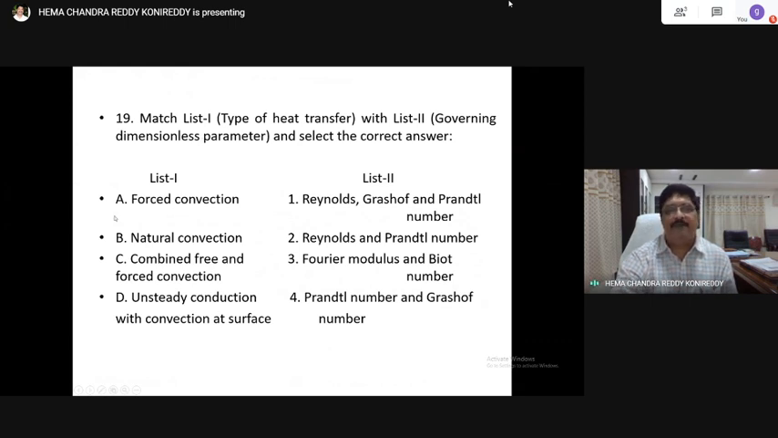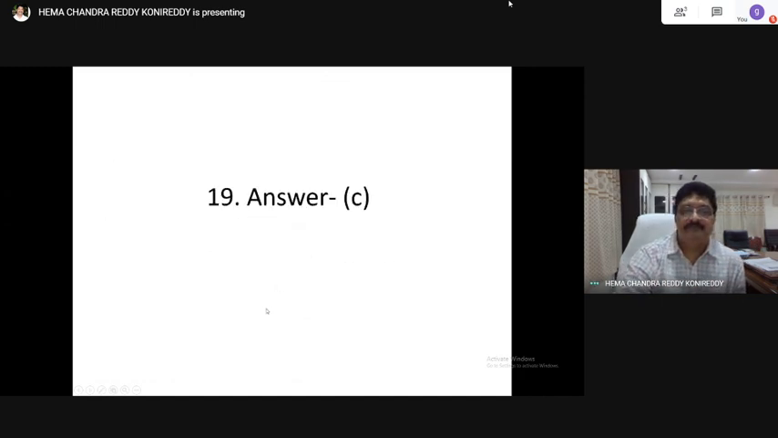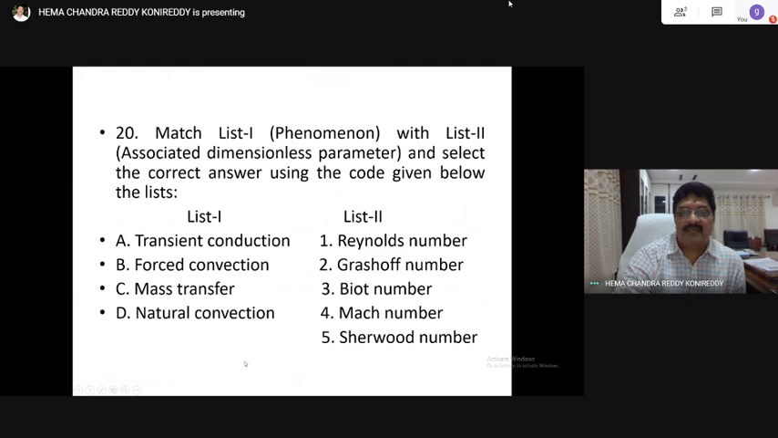Now again matching forced convection. What do you use? Reynolds and Prandtl number you use for forced convection. Natural convection, Prandtl number and Grashof number you use, GrPr. Combined free and forced convection, of course all the three numbers will be used: Grashof, Reynolds and Prandtl number. Unsteady state heat conduction with convection at the surface, Fourier and Biot number.